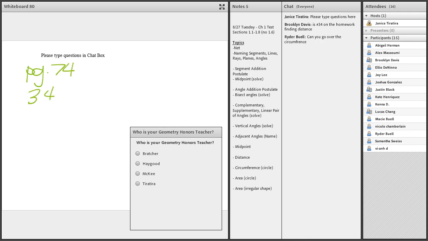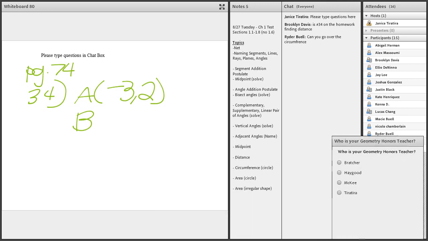Page 74, number 34. Let me write the endpoints. A is -3, 2, and B is 3, -2. Okay, so distance formula, we need to utilize our distance formula.